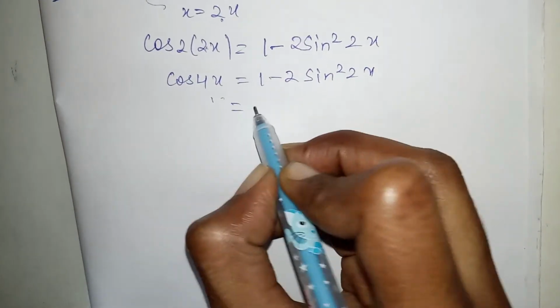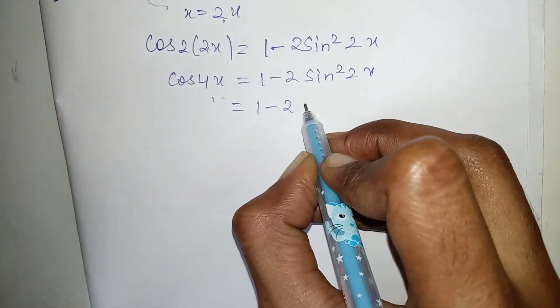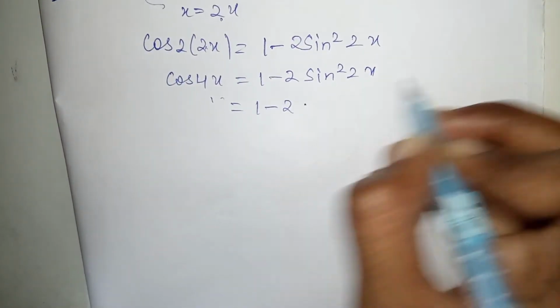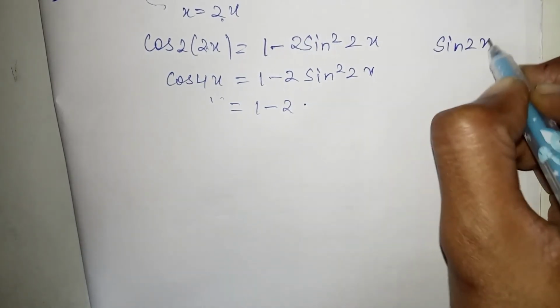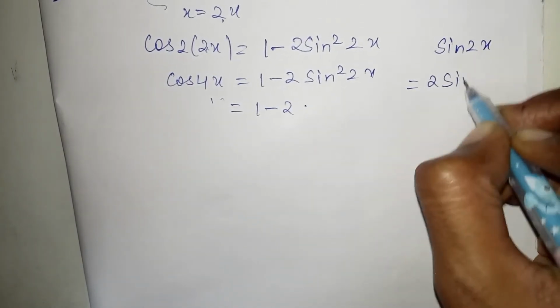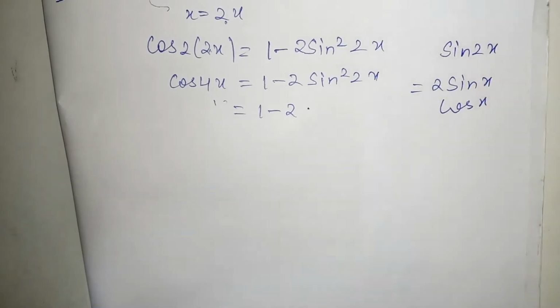So next, 1 minus 2. So we know sin 2x formula, right? Sin 2x formula is what? 2 sin x cos x, right?